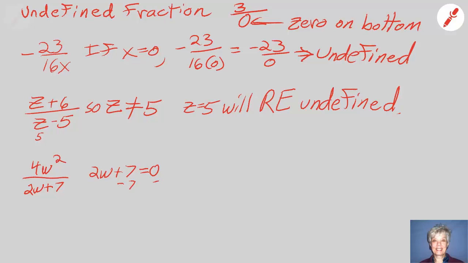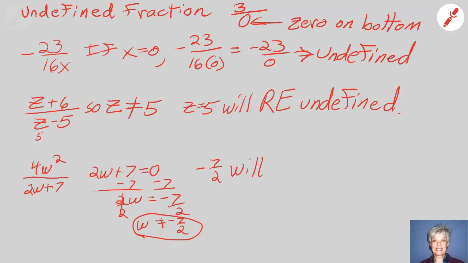So subtract 7, subtract 7. I'll have 2w equals negative 7, and then divide by 2 and divide by 2, so that if w equals negative 7 over 2, we're going to be in trouble, because negative 7 over 2 will make the rational expression undefined, which is something we simply cannot allow to happen.